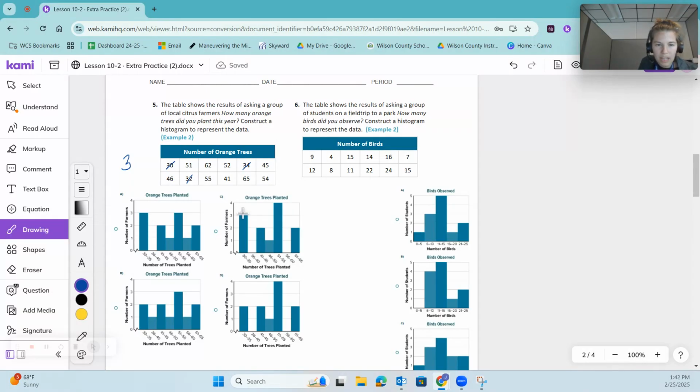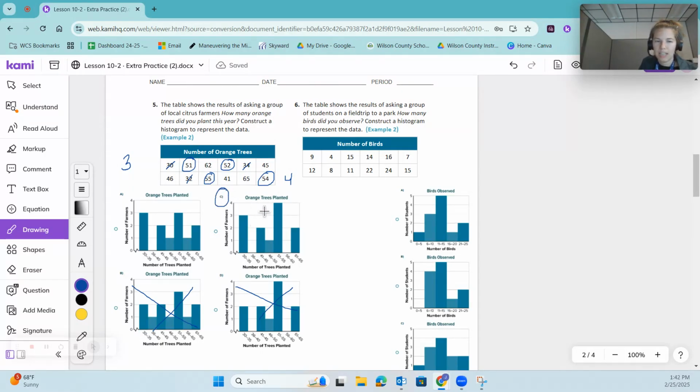So this one matches, this one matches, and these do not match, so it won't be either of these. 36 to 40, neither of those has any, so we don't need to count that one. 41 to 45, they both have 2, so those match. 46 to 50, they both have 1. So 51 to 55 is where it looks different. There are 4 farmers that planted between 51 and 55, and C is my correct graph.